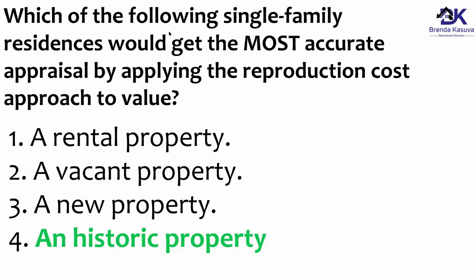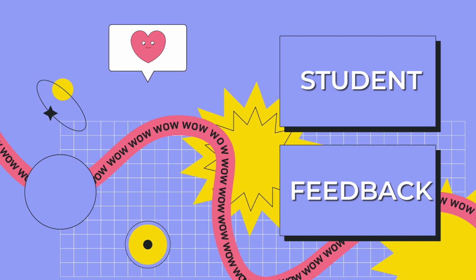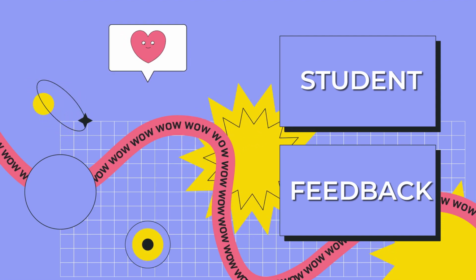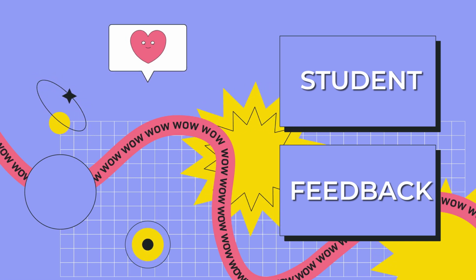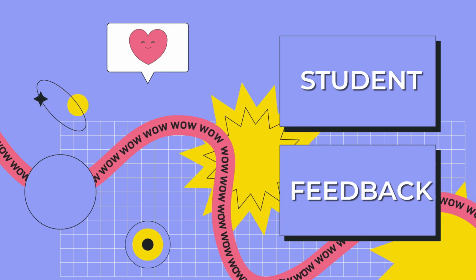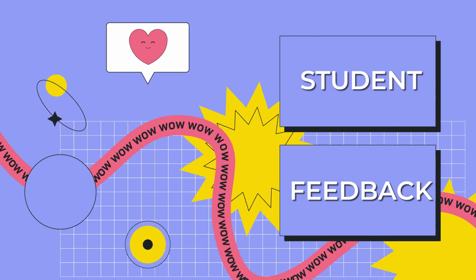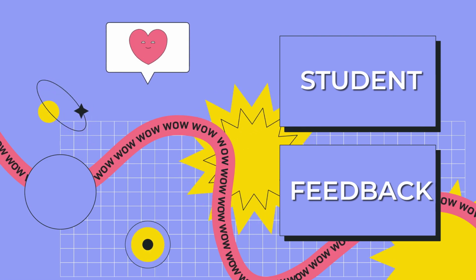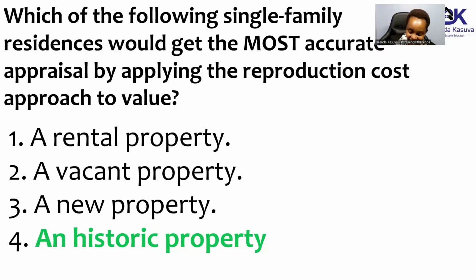This is where I pause and gauge for feedback. Okay, when I read the question, I looked at reproduction as to do over again, and you wouldn't do over again with a rental property. You wouldn't do over again with a vacant property. It was like the process of elimination, and you wouldn't do over again with the new property because it's new. I like that. I like that. I will steal that, Ingrid, and I will use that next time. Thank you.